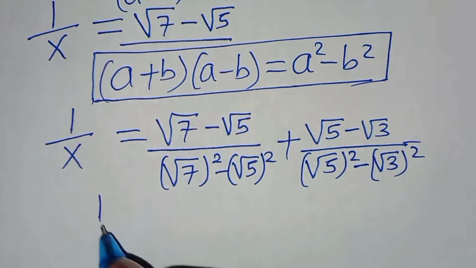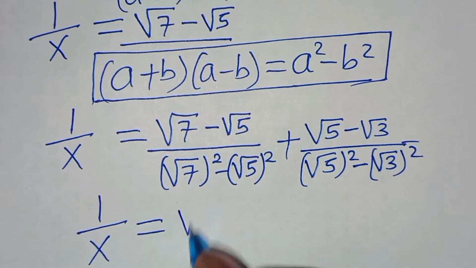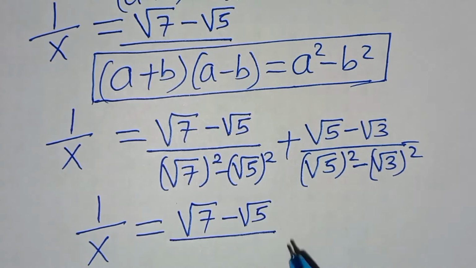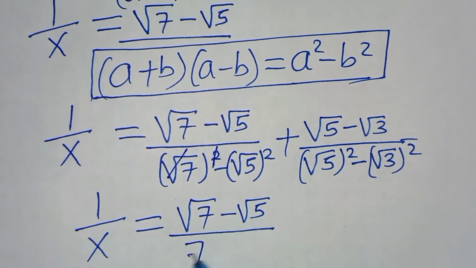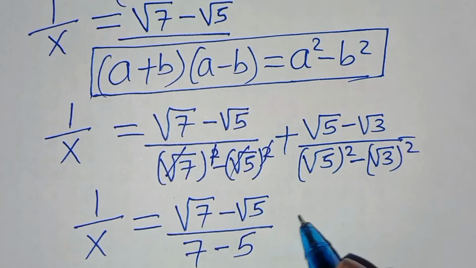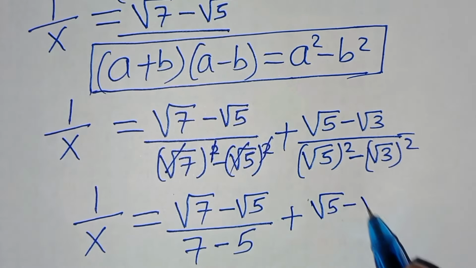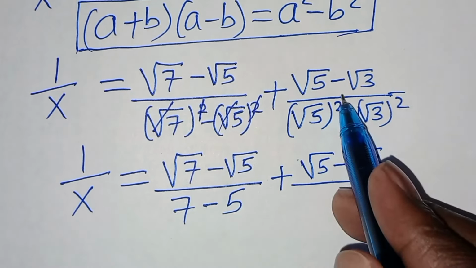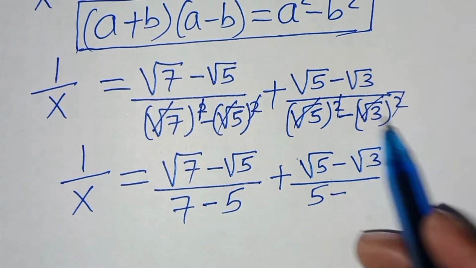So this implies that 1 over x is equal to, in the numerator here, square root of 7 minus square root of 5 divided by square root of 7 squared. We eliminate the square root sign. So this is 7 minus, here this is the same thing as 5, then plus square root of 5 minus square root of 3 divided by square root of 5 squared minus square root of 3 squared. This is the same thing as 5 minus 3.